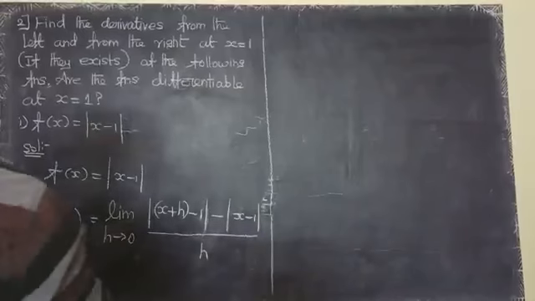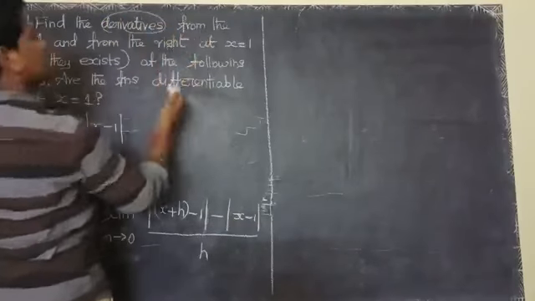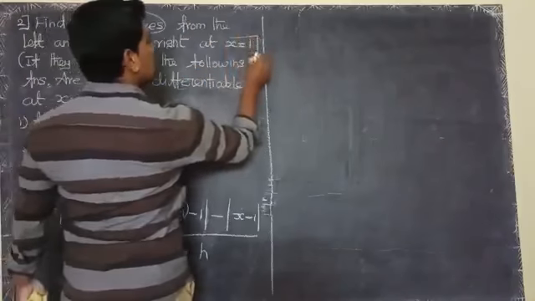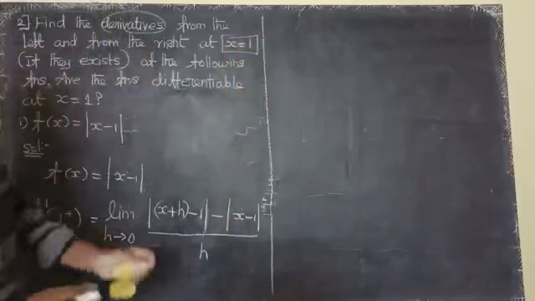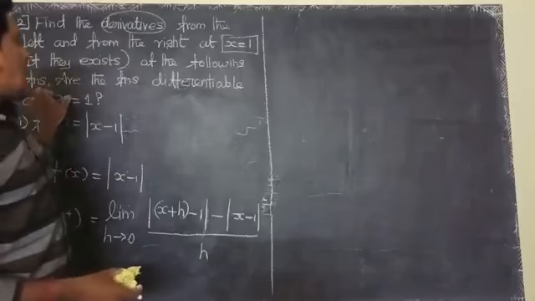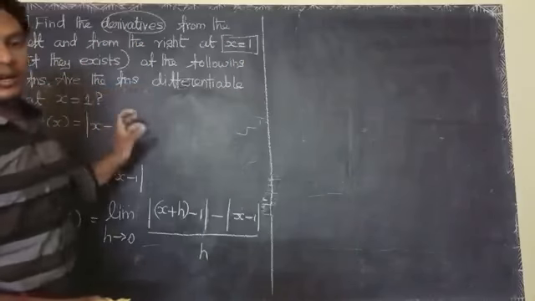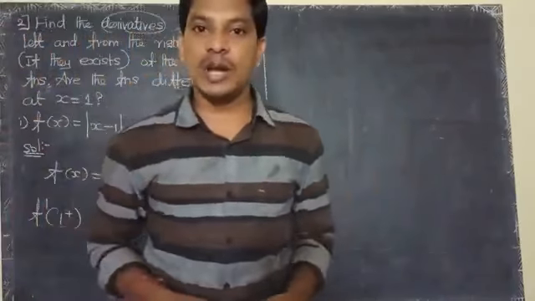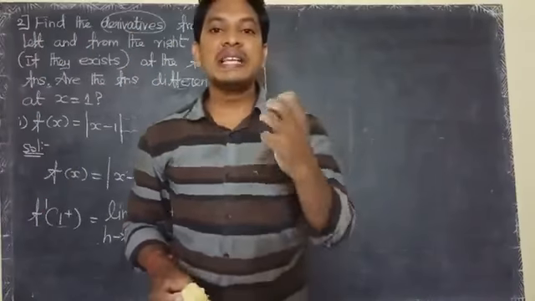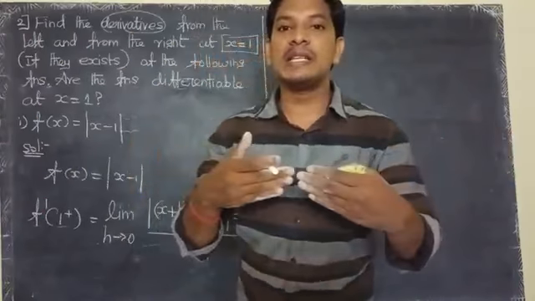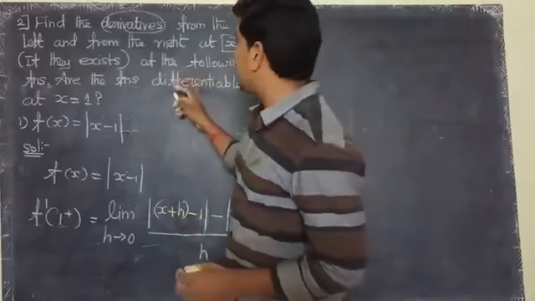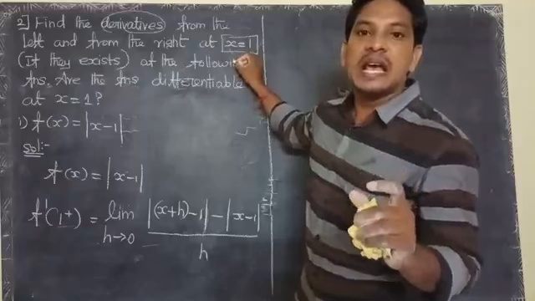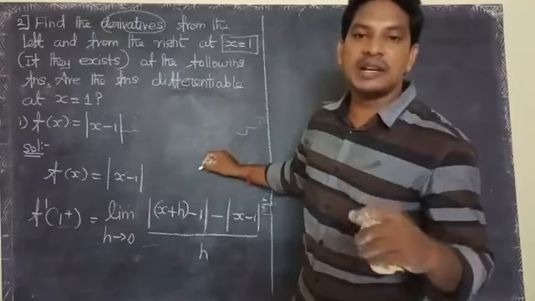Question number 2: find the derivatives from the left and from the right at x equal to 1. Check whether the following functions are differentiable at x equal to 1, by finding the left derivative and right derivative. If both derivatives exist and are equal, the given function is differentiable at x equal to 1. If they do not exist, the given function is not differentiable at x equal to 1.